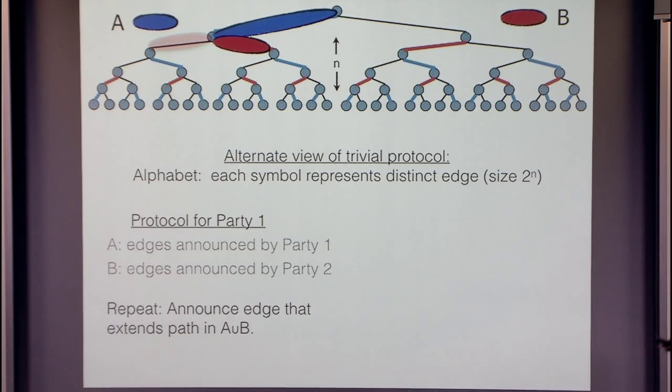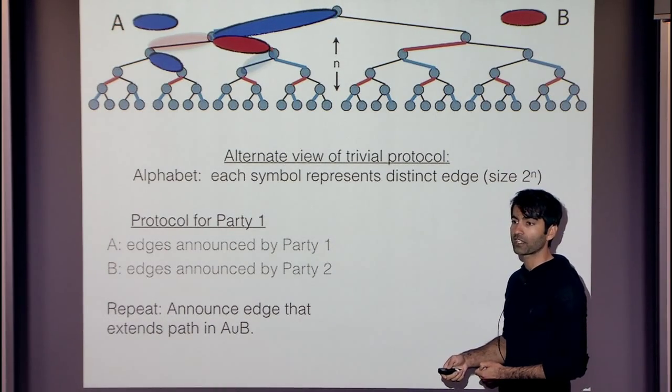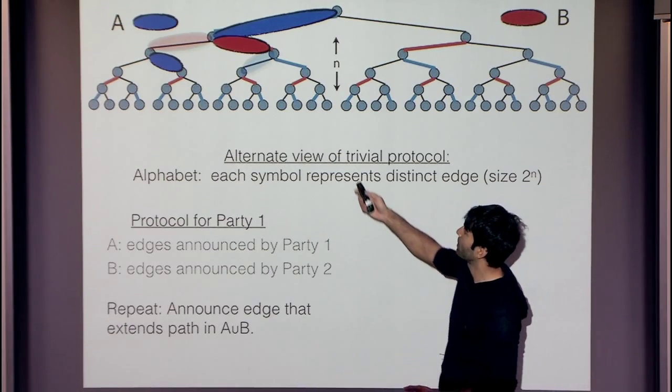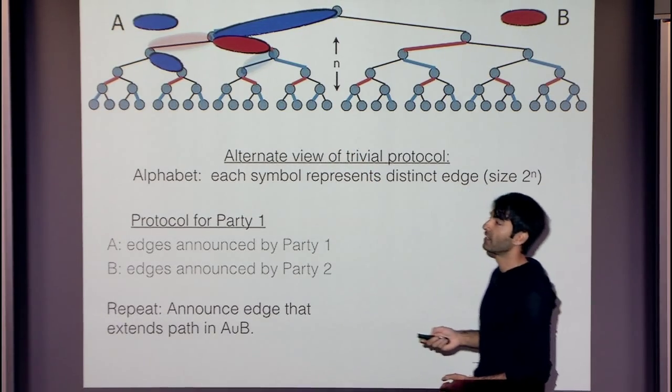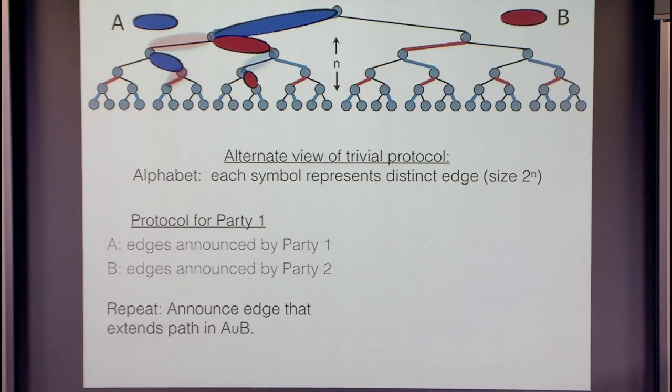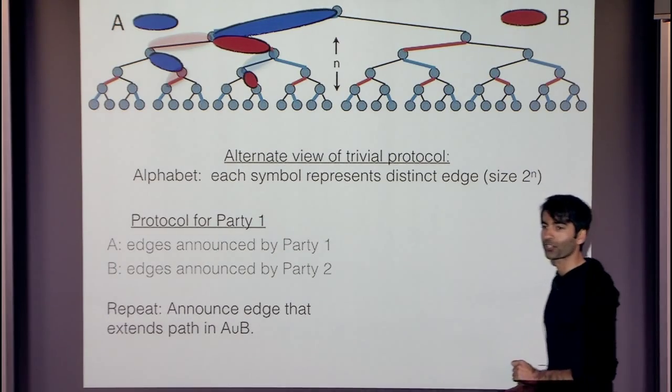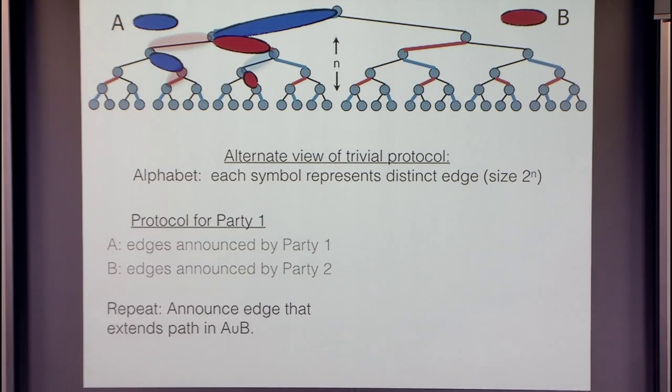So the reason it doesn't work is exactly this, right? The first party doesn't know what's going on. So now the first party might announce this edge, but the adversary can come in again and corrupt that transmission and make the second party think that the first party actually announced this edge. So in this way, the adversary can derail this conversation to make the parties just exchange useless information. So that's why just the trivial protocol does not work as is.